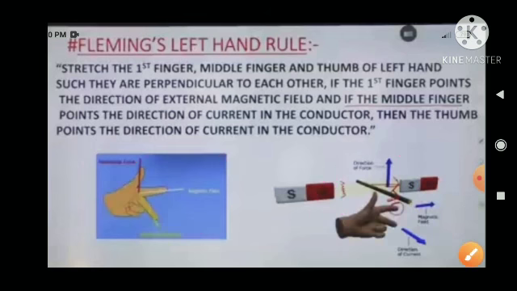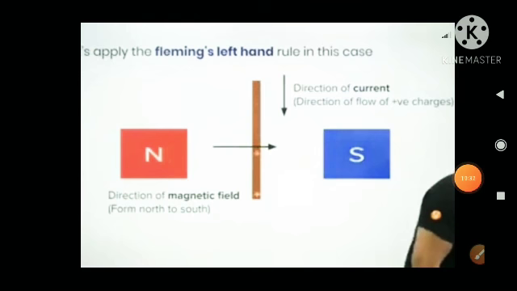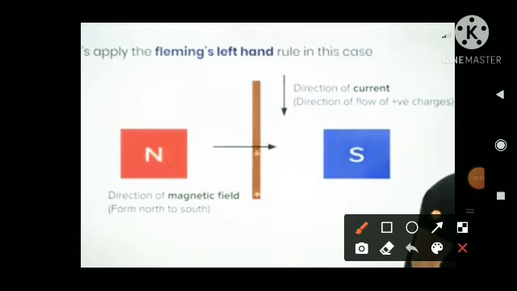So let's solve this in a numerical. If in exams they ask a question where the magnetic field and direction of current are given and you have to find the direction of force, how can we use Fleming's left hand rule? Let's come with me here. The direction of magnetic field is given north to south, and the direction of current is given as flow of positive charge.